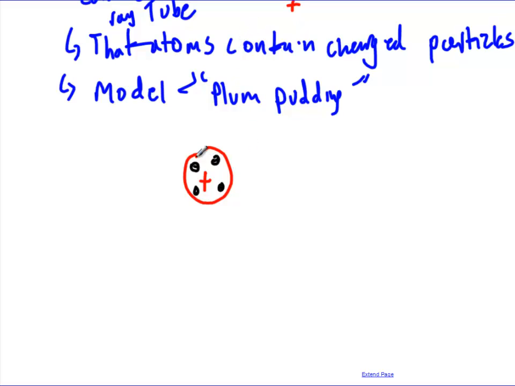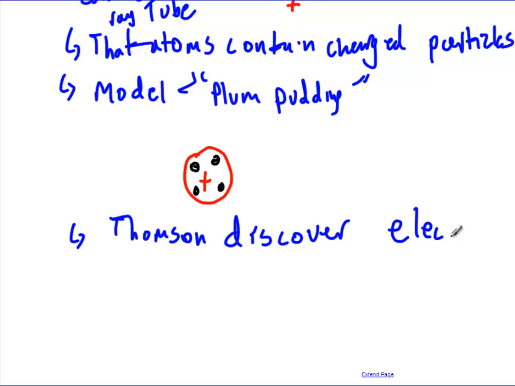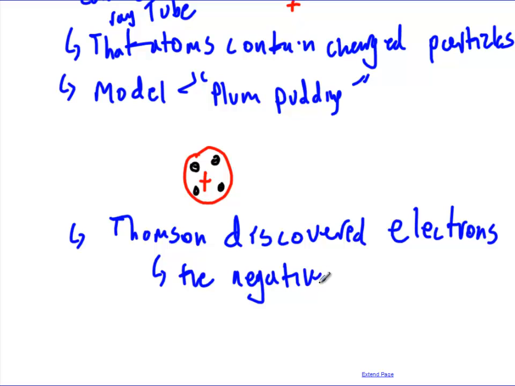Atoms contain smaller things called electrons. And so Thomson is credited with discovering the negatively charged particle in the atom, and he called it the electron. Okay, so Thomson discovered electrons, and electrons are the negative particles in an atom. But that's where Thomson left it.